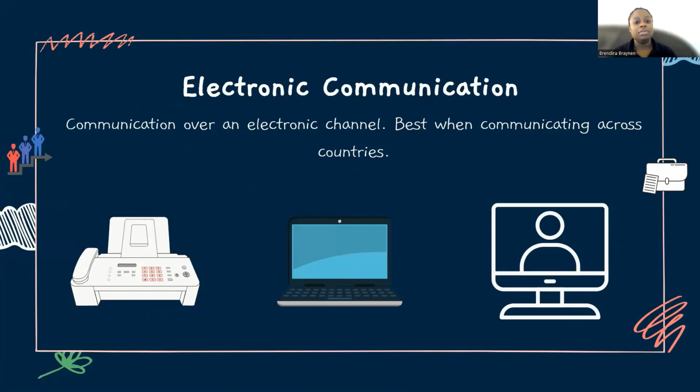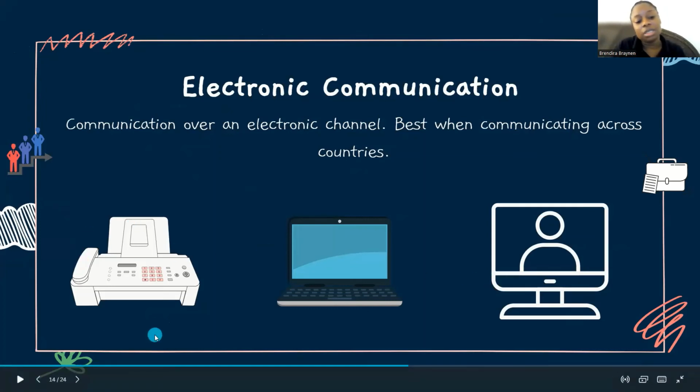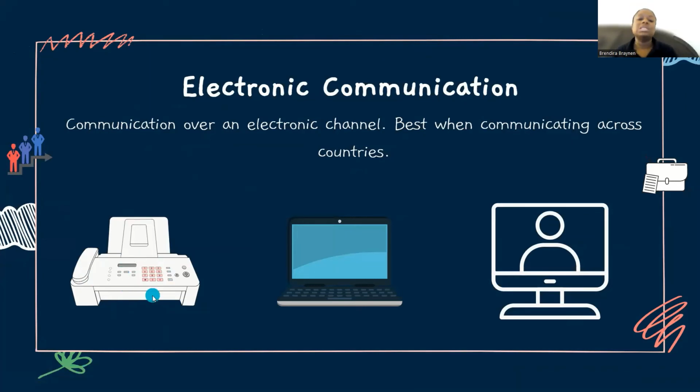Let's talk about electronic communication. That's communication over any type of electronic channel, and it is usually best when communicating across countries or far distances. Here, if you're not familiar, is a fax machine, which has a telephone attached to something that looks like a printer. You're able to dial a number, and so it's a form of electronic communication because you're using a device. You can use your computer to send emails or to prepare messages on social media, all of that. And then there's also electronic communication in the form of video conferences or video calls. All of those are electronic.